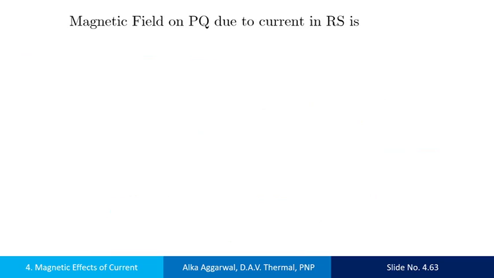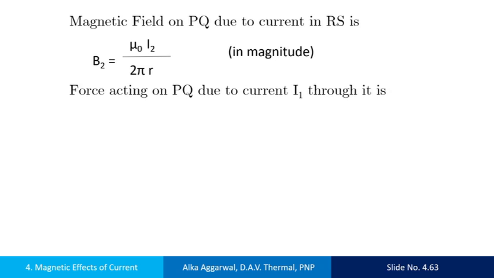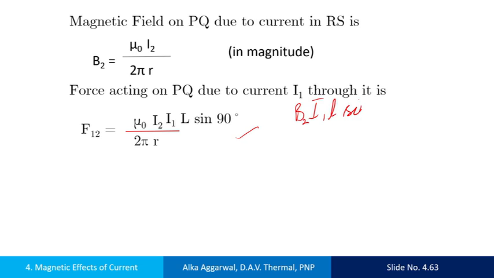Now the magnetic field on PQ due to the current in RS is found the same way, using Ampere's circuital law for the straight conductor. We have derived this formula. Direction is given by the right hand thumb rule. The force on PQ is given in this way. Again the same formula: F is equal to B2 I1 L sine 90 degrees, that is F is equal to BIL.